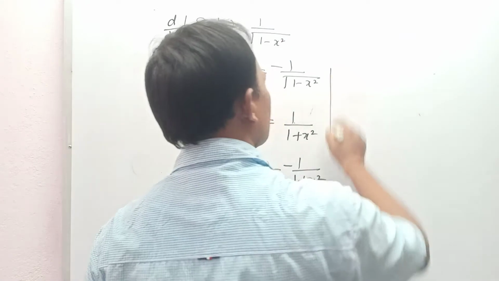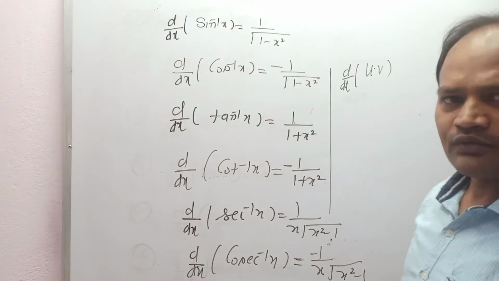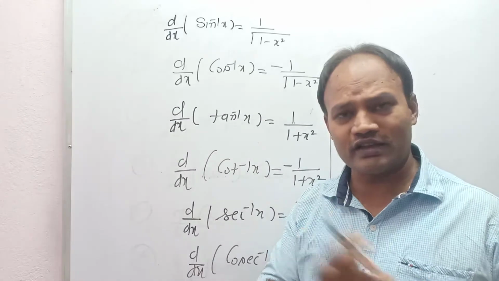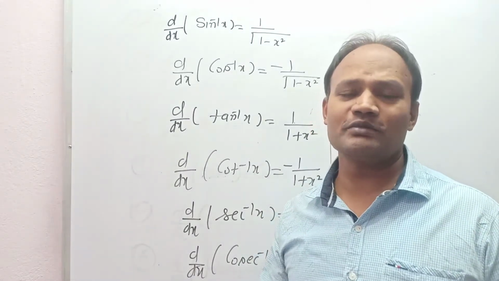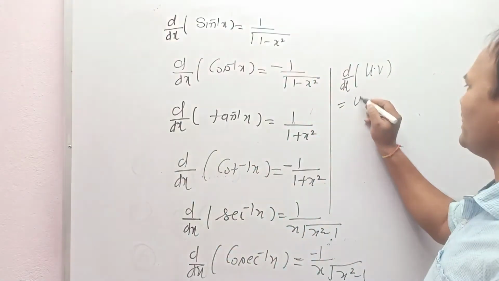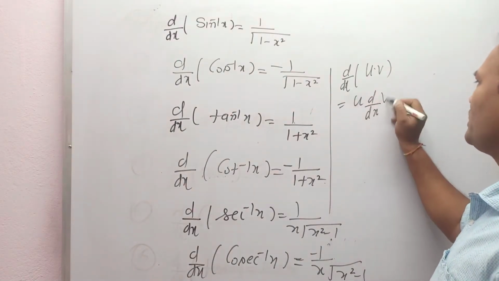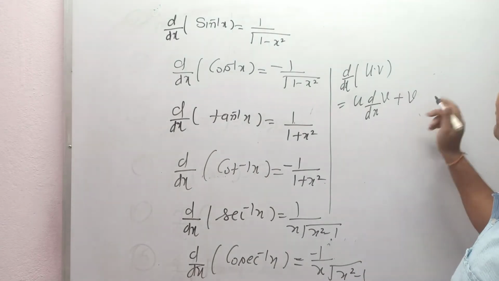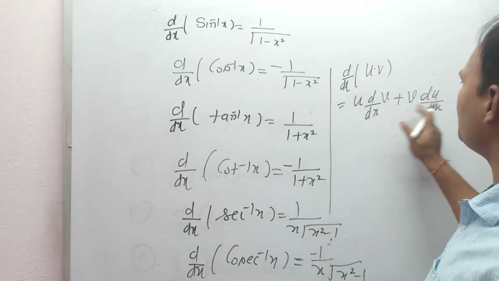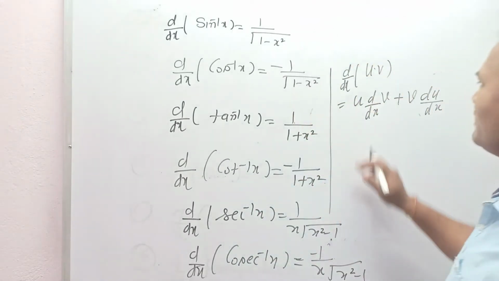Some more formulas are remaining, that is d by dx of u dot v. So what is the formula of u dot v? We can say that it is the catch and left method, students. So what is the catch and left method? It means we have to catch and left and catch. Let's see, we leave u and take d by dx of v, plus we leave v and catch u. So d by dx of u dot v means u dv by dx plus v du by dx, and this is called the multiplication rule of differentiation. Okay, so this is the differentiation formula.